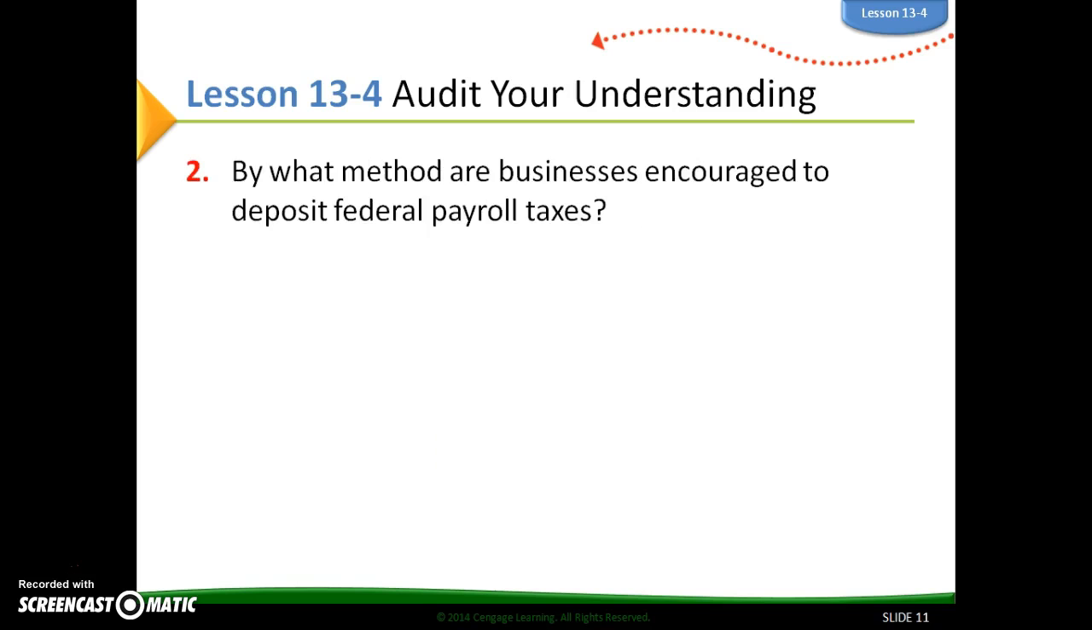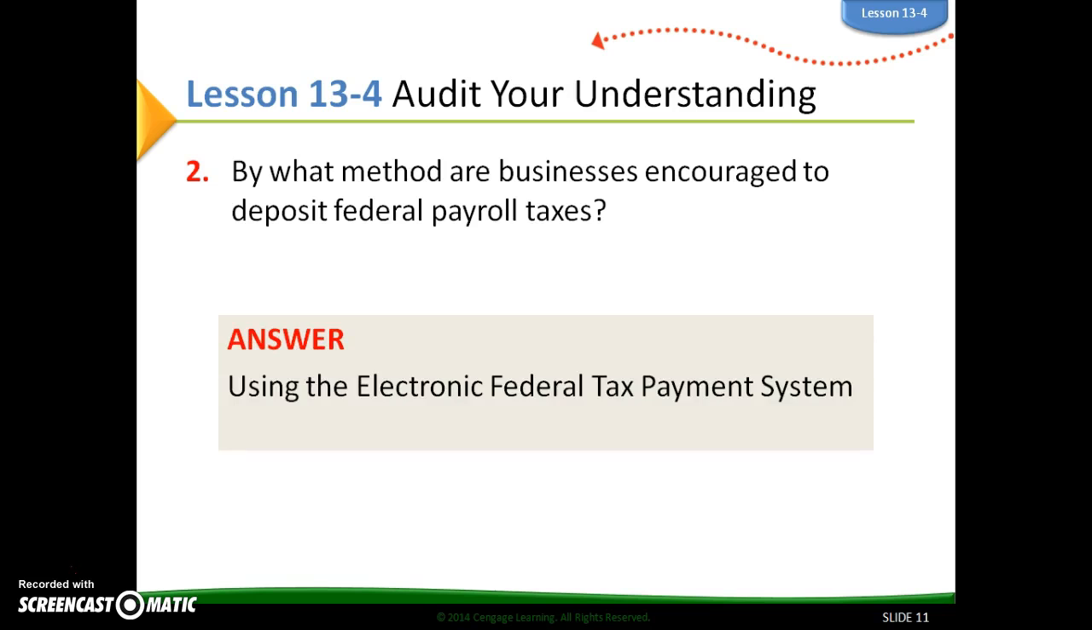What method are businesses encouraged to use to deposit all those federal payroll taxes? And again, they want all this stuff electronically. So the Electronic Federal Tax Payment System, so that they get their money and they're happy.